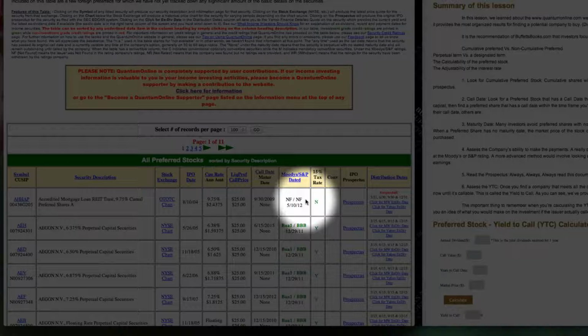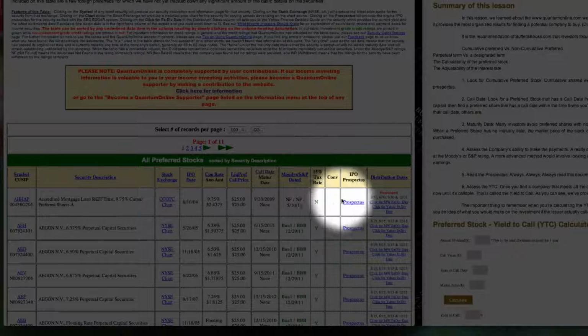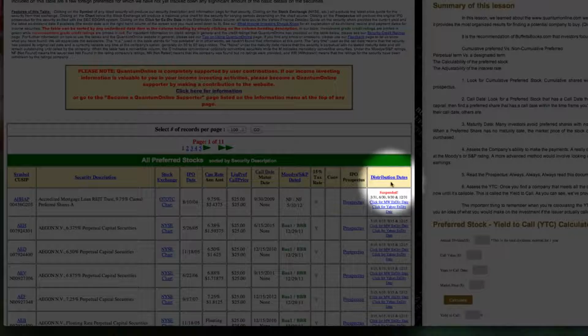rating, which is very useful when you're looking at preferred shares because they often have a little bit of debt and sometimes doesn't display some of the best financial decisions for the companies that you'd be investing in. It tells you whether it's a 15% tax rate or not, when you buy that. And it has the full prospectus where you can go ahead and pull up all the detailed information about each specific preferred stock. Then the last thing it has is the distribution dates.